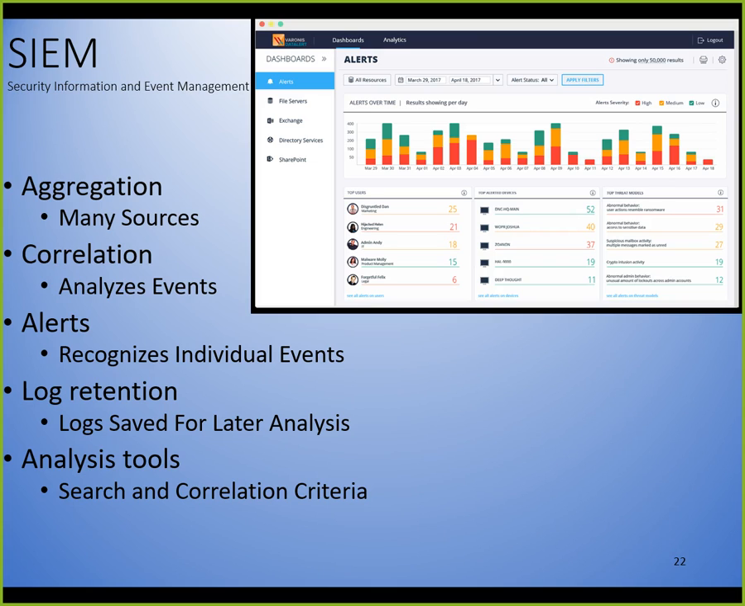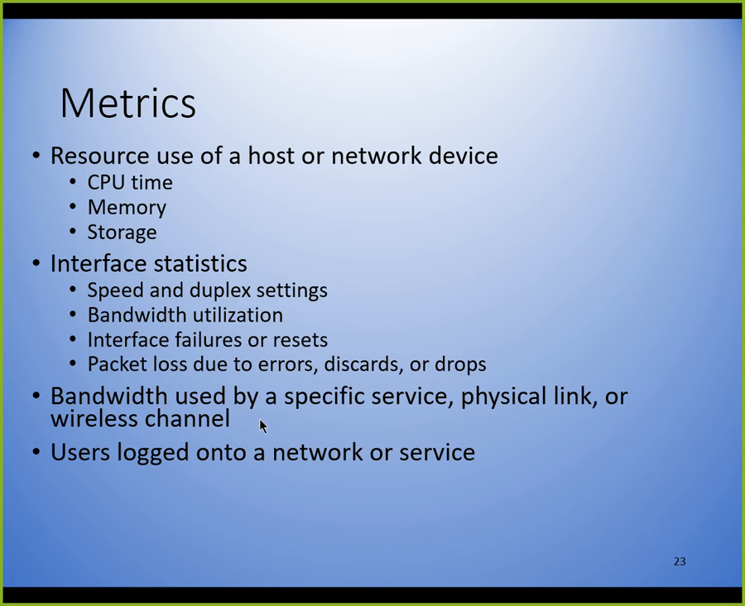Is it a cascading event? Did one event cause the other? So correlation analyzes events. Alerts, it can recognize individual events. Log retention, and the big one here is logs saved for later analysis, and log analysis tools to allow us to look at what's going on in our network. So these resources are all available. I don't have one of those to show you.